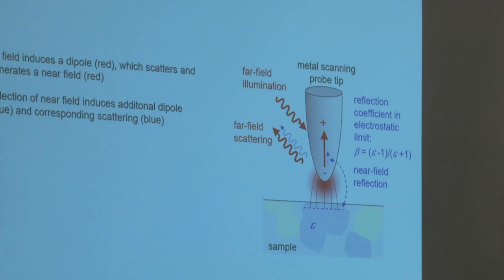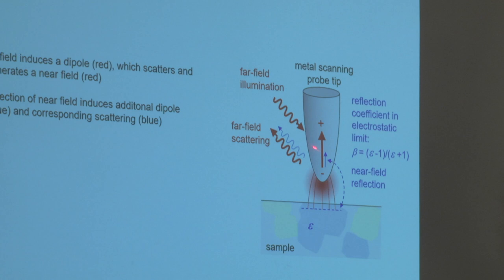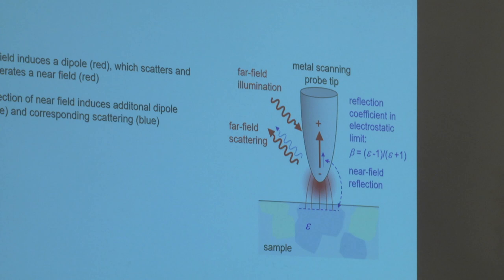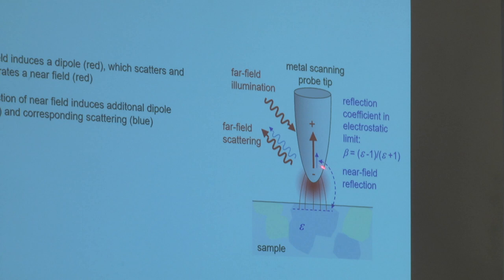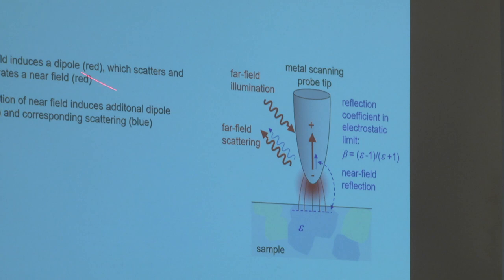Now, the back reflection of this near field to the tip induces an additional polarization in the tip. And I draw this here by a small blue arrow. I use the blue color not because there's a frequency change. This is an elastic process, so elastic light scattering. Blue only means it's near-field induced, right? Otherwise, the frequency is the same. We always stay in the whole course in the elastic regime. Now, this tiny little dipole scatters this blue light here.